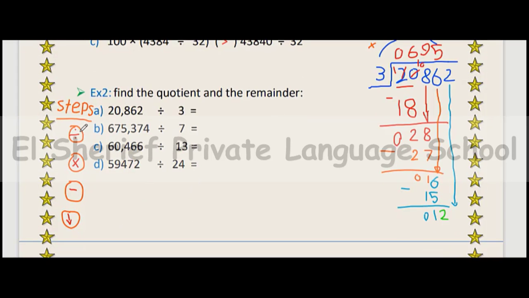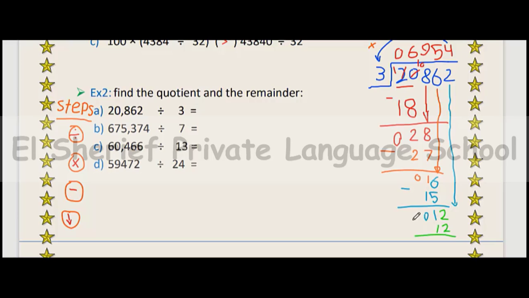Okay, let's start with the first step. Divide. 12 divided by 3. What is the number times 3 equal 12? So 4 times 3 equal 12. Let's write it. 4 times 3 equal what? Equal 12. This is the second step. So write 12.